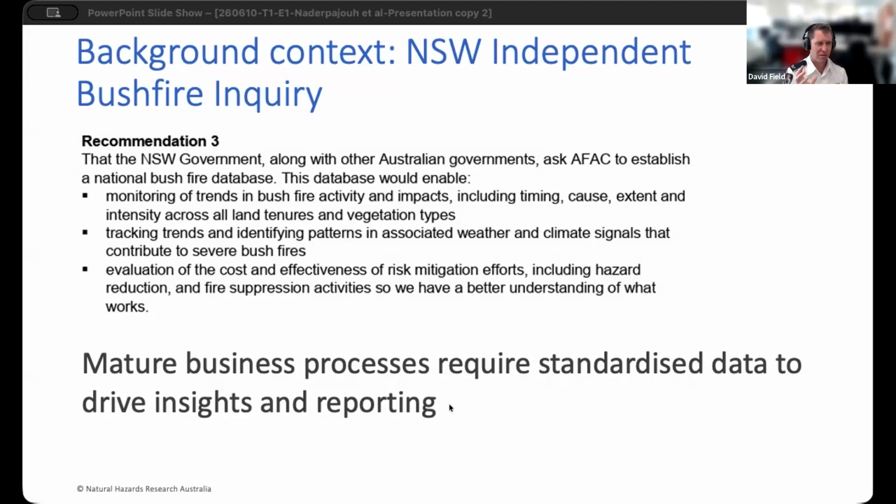The next thing that's interesting about our operating environment is that we're often either participants or subject to investigations and inquiries.